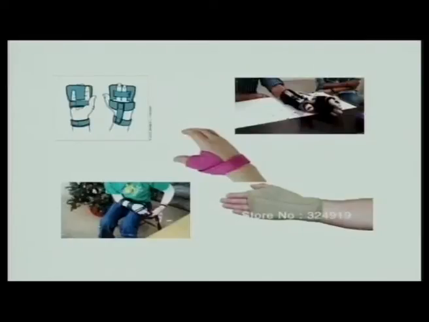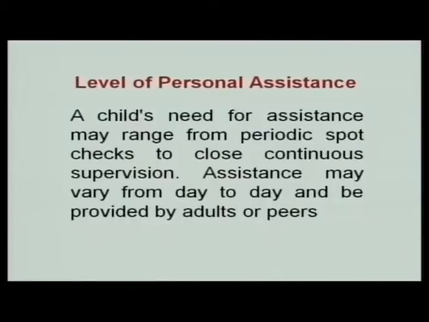These are a few examples of devices which are easily available nowadays in India, and not only in India, in rural areas also, which help children who require physical assistance or may have some problem in the hand muscles or movement. Now, a few children may need personal assistance also, and a child's need for assistance may range from periodic spot checks to close continuous supervision. Assistance may also vary from day to day and be provided by adults or peers.